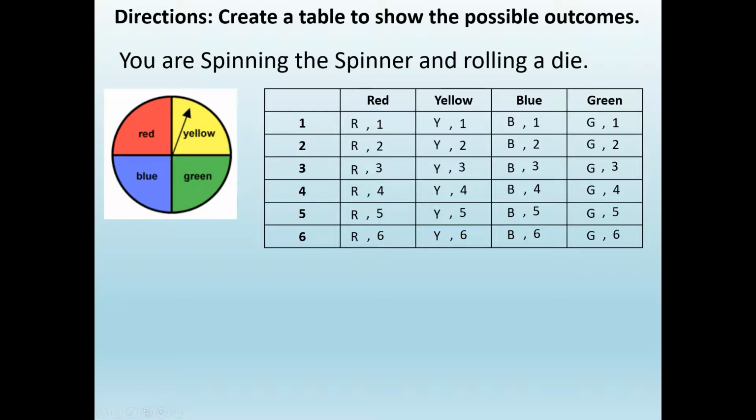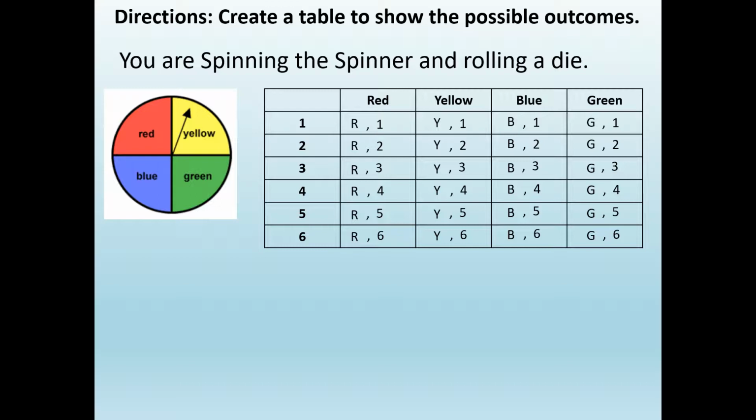Now, the nice thing about a chart like this is not only does it present our information nice and neatly, but we can start to answer questions about probability. I could say, what is the probability of spinning a yellow? And we would look and say, 6 out of my 24 outcomes ended up in yellow. 6 over 24 reduces then to 1 out of 4.